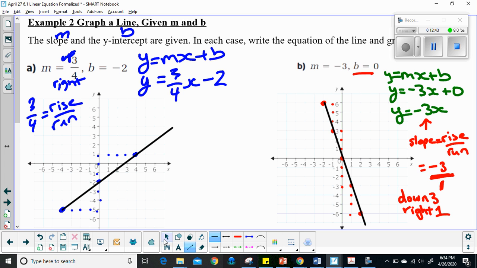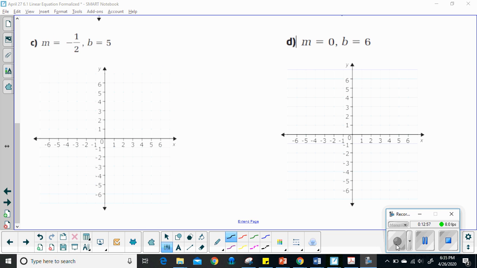Now, when we graph lines, we should always make them look like actual lines that keep going forever and ever and ever, because that's what these are. So we should have arrows, arrow, arrow, arrow, because the line doesn't stop. Okay, a few more to do.